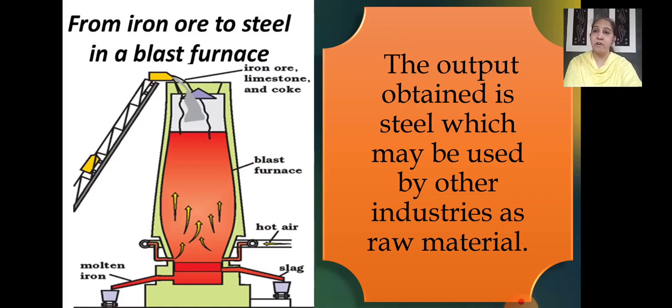Now the process of smelting is shown to you here. The figure is given in your textbook also, children. That is figure number 5.6, from iron ore to steel in a blast furnace. Here the procedure has been shown to you, how it takes place. Then finally the output obtained is steel, which may be used by other industries as raw material.